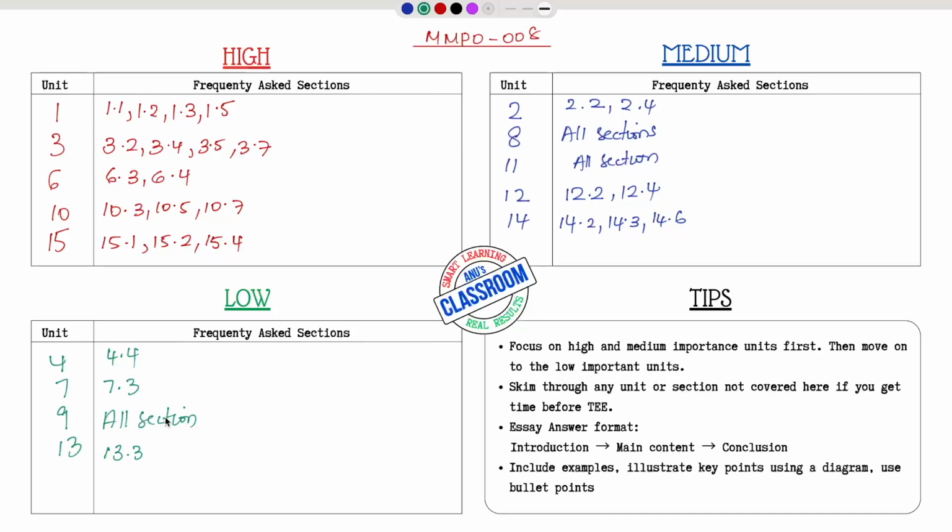Now, any unit or section that you don't see on your screen is because they have not yet been part of a term end examination question paper. So what is my suggestion? Skim through these untouched areas depending on how much time you have got, because this will ensure you can attempt to write something in case a question does come up from the previously untested areas. But my suggestion is, please do that only after you're thorough with the priority topics, because the sections that you can see on the screen have been asked multiple times.